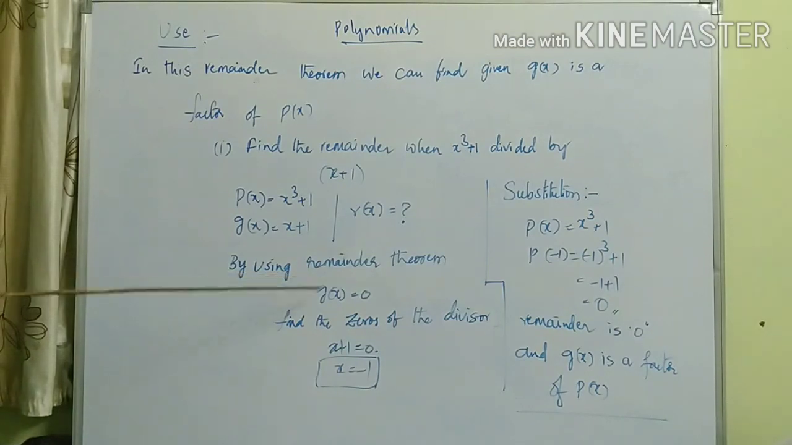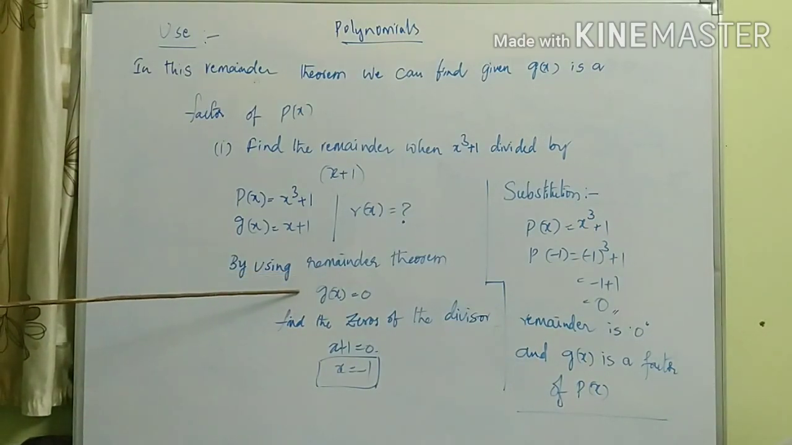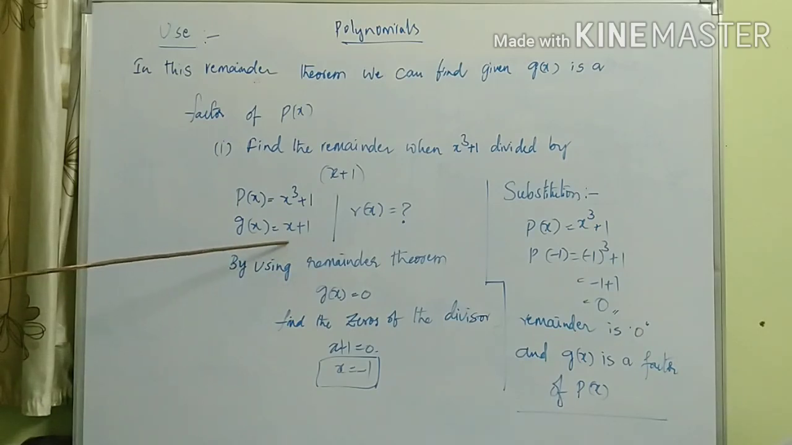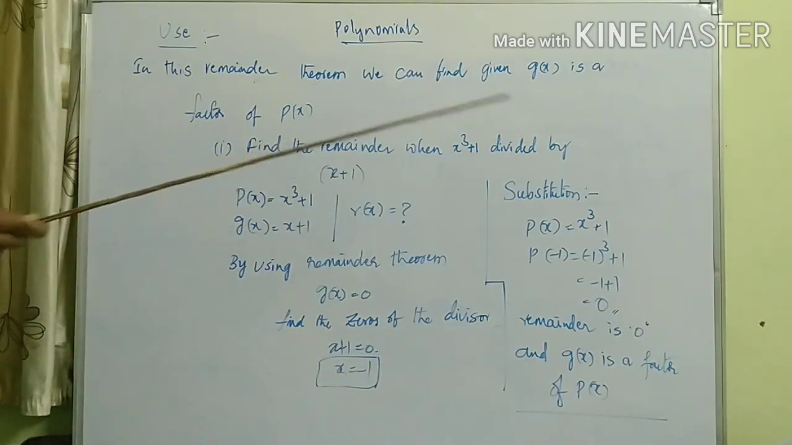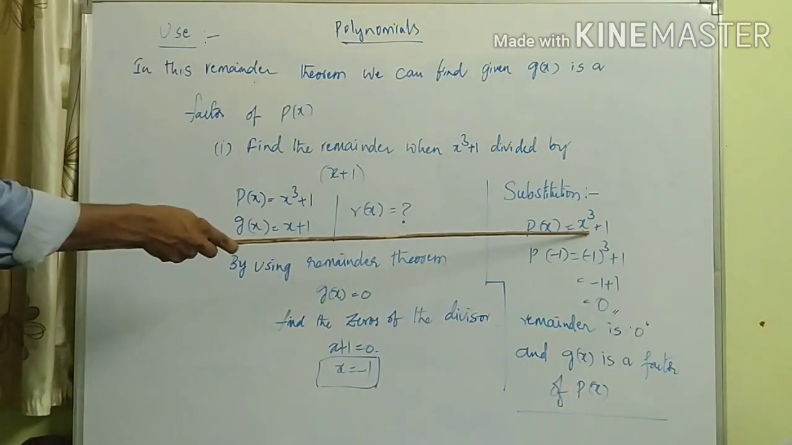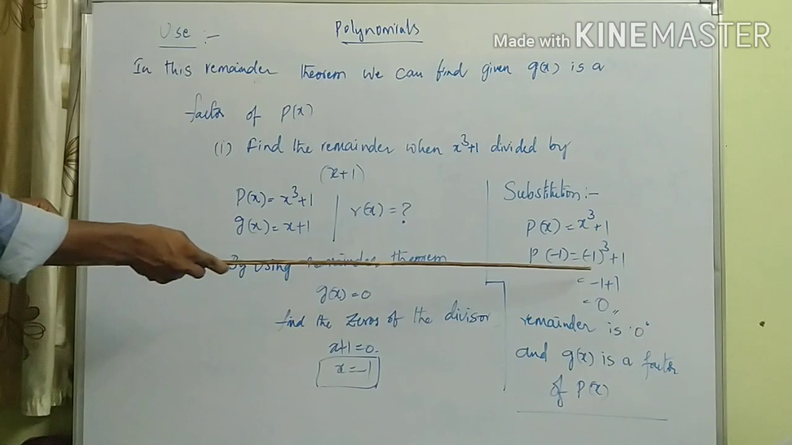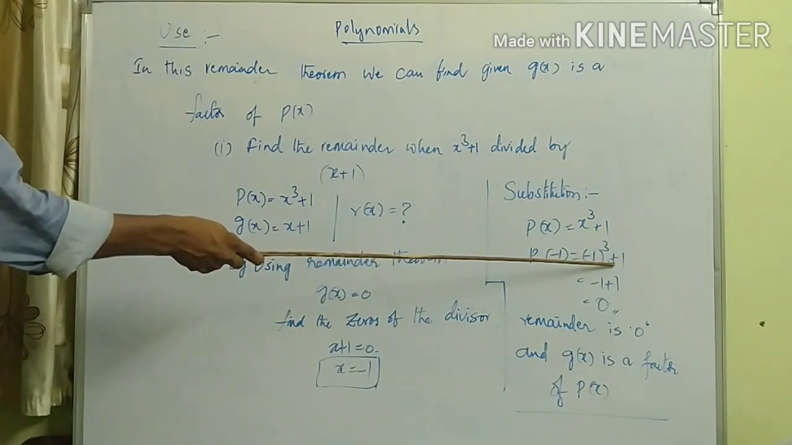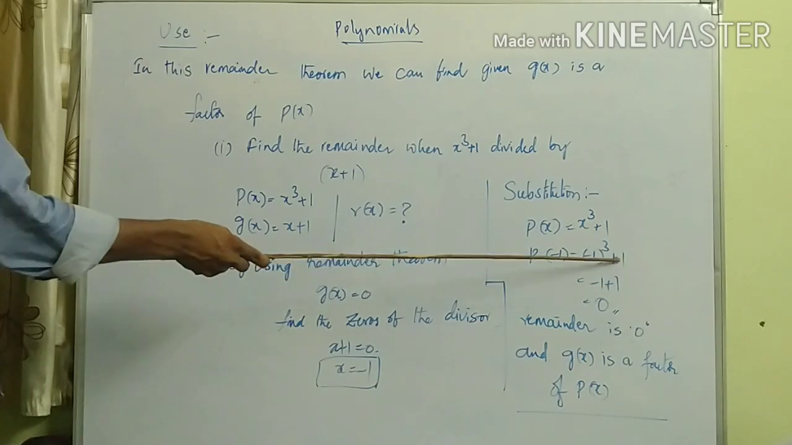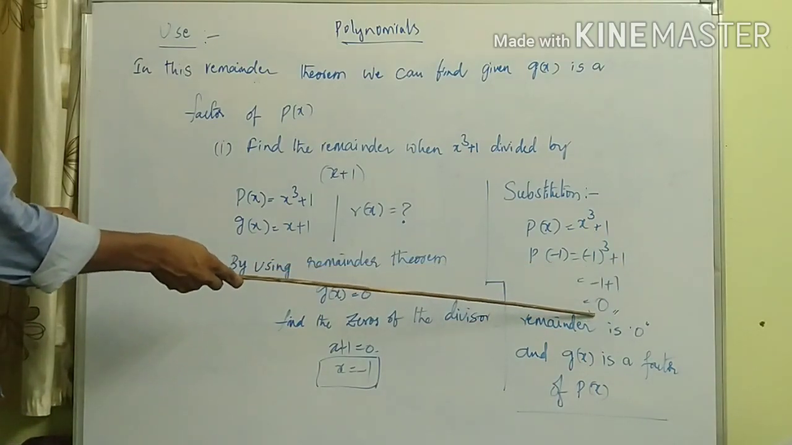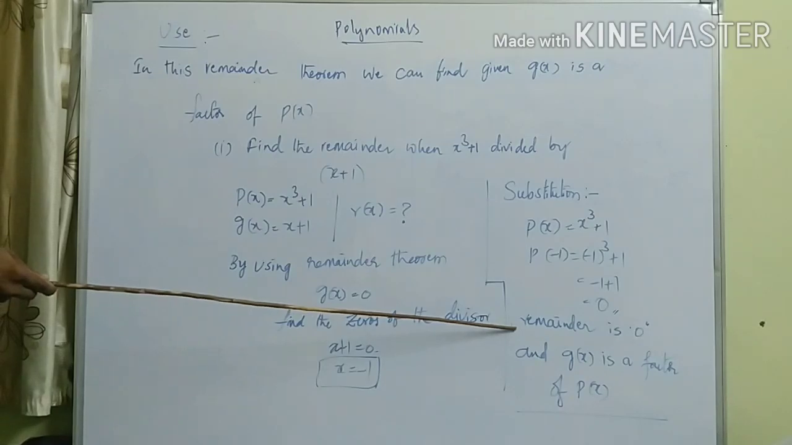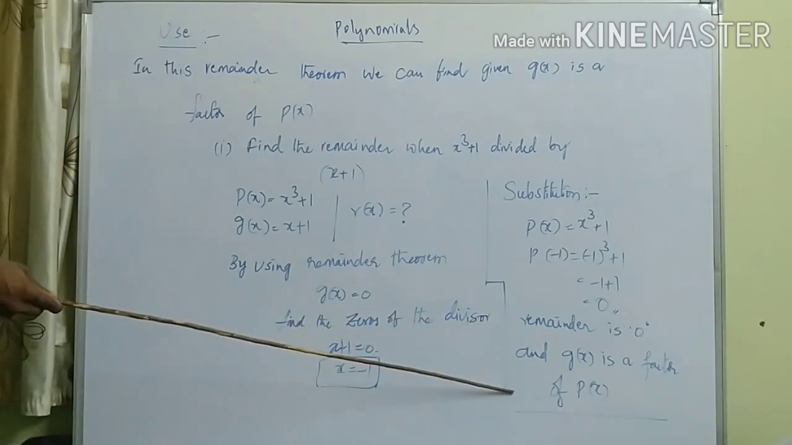So by using the remainder theorem, equating the given g of x to 0. The g of x value is x plus 1, equating to 0, plus 1 transposes to minus 1. Substitute this value in p of x. So by the remainder theorem, p of x is equal to x cube plus 1, and p of minus 1 is equal to minus 1 whole cube plus 1. Minus 1 whole cube means minus 1, plus 1, result is 0. So the final remainder is 0, and g of x is a factor of p of x.